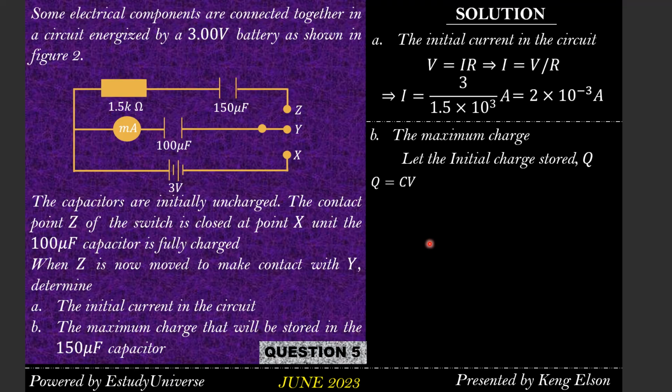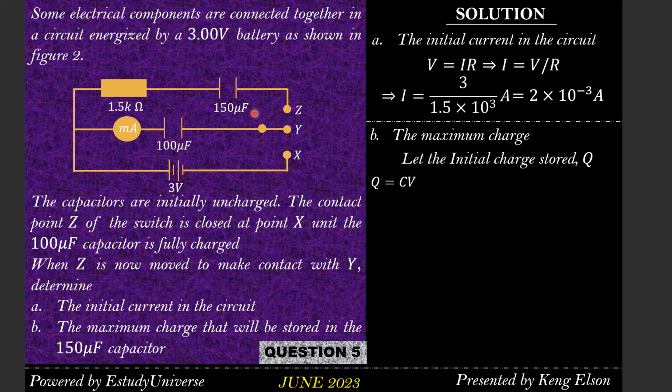All right, so the effective capacitance of the circuit initially is basically the capacitance of the 100 microfarad capacitor, which is 100 microfarads, and the voltage is 3 volts. That's in the initial state. It's now in the final stage that the 150 microfarad capacitor was introduced, and we need to find the charge that will be stored in it. Remember, a capacitor is basically a device that stores charge.